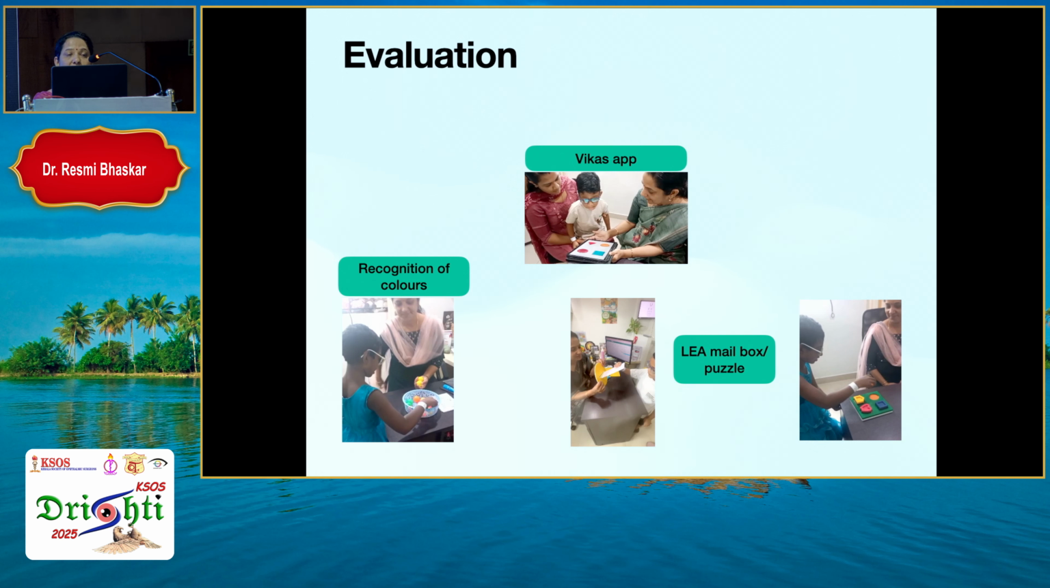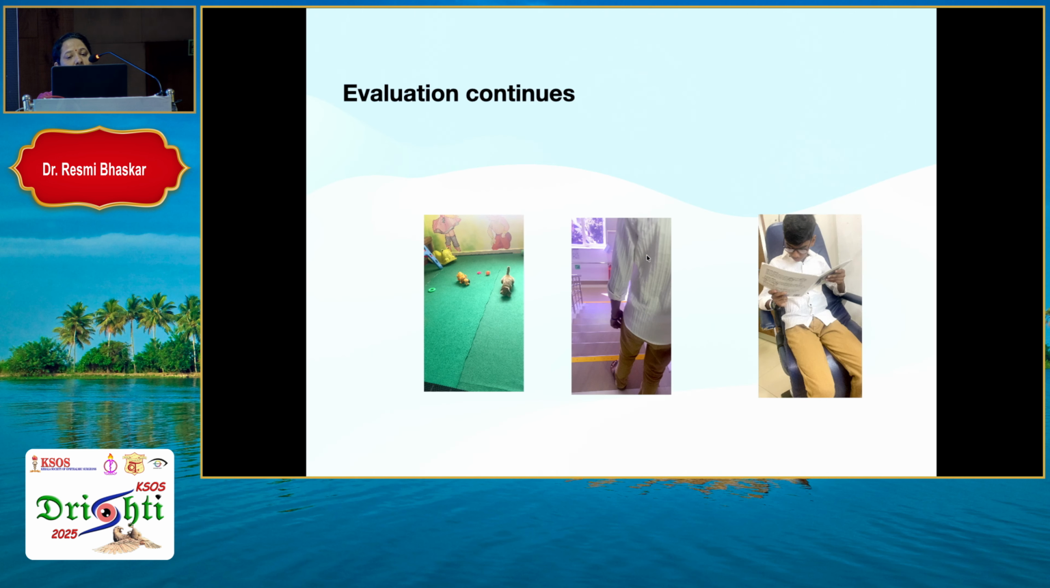And a Vikas app, developed by Mindtree and Aravind, is a very good tool. From that, we will be able to diagnose any visual abnormal behaviors and recognition of shape, and it gives training also. This is a child doing the Lea's mailbox, and the Vikas app he is trying to do. Training is also given in the same.